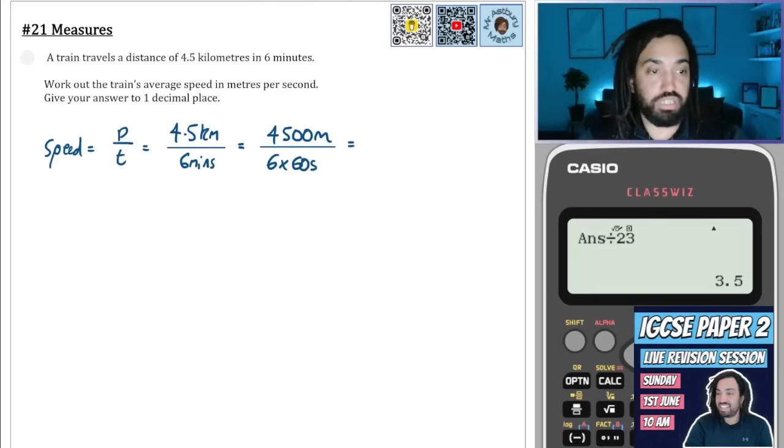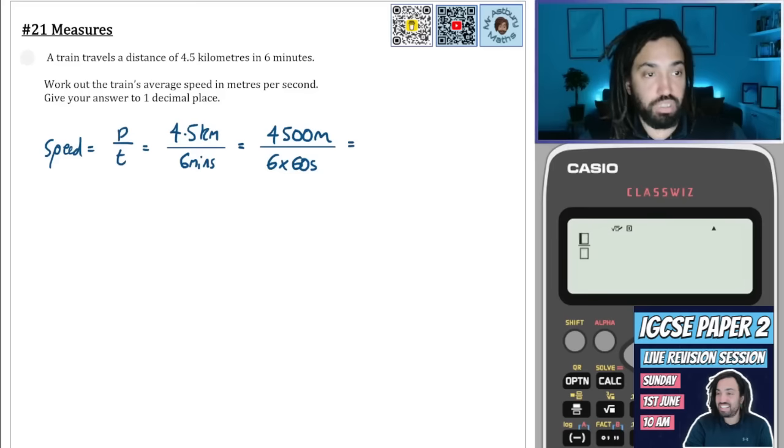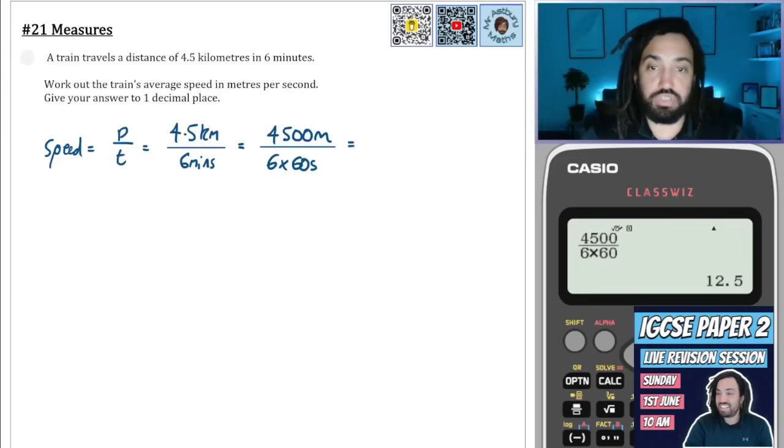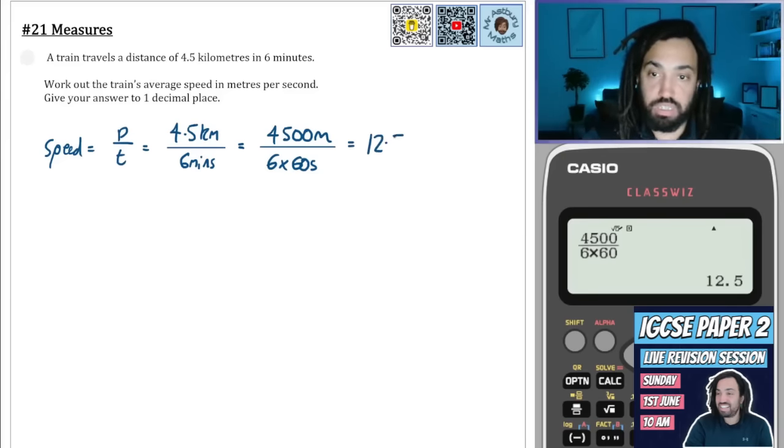So we need to do the calculation of 4,500 over 6 times 60. Perfect, gives us 12.5 meters per second.